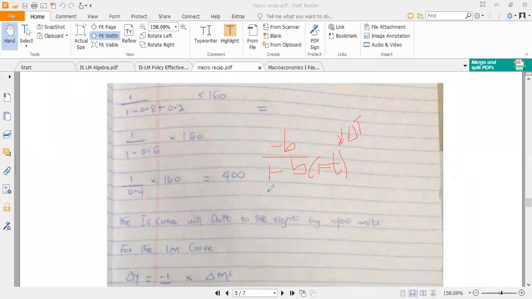In case we're supposed to have a change in tax, then the change in the IS curve wouldn't only be this 400. You do it for the tax too, then you add it to this one. That will be the change in the IS. If the combined sign is positive, then it is shifting to the right. If the combined sign is negative, it means that it's shifting to the left.